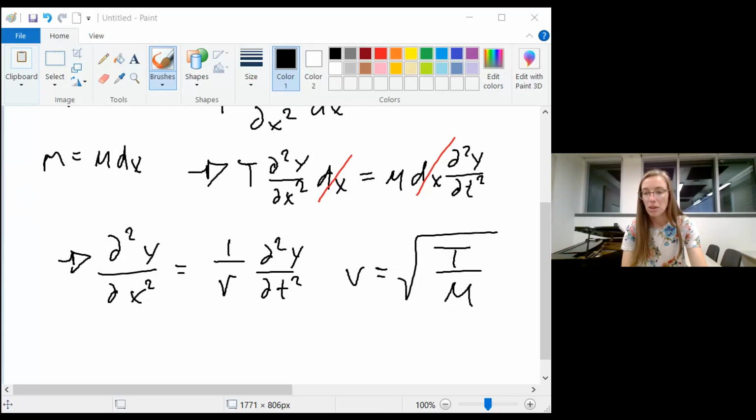Okay, let me stop sharing my screen. And so if you increase the tension, the wave speed increases. That's why tightening a string makes its pitch higher: the wave travels faster, and so the frequency goes up.